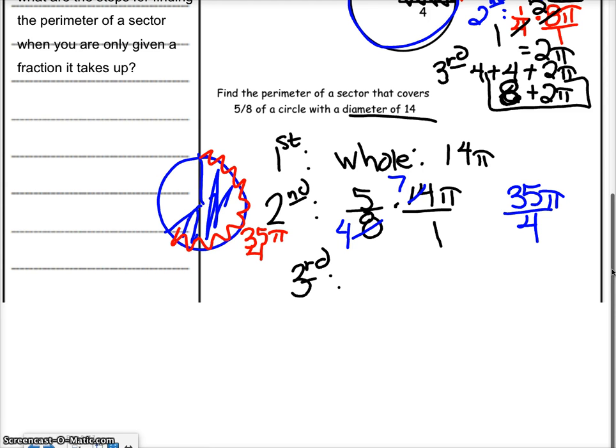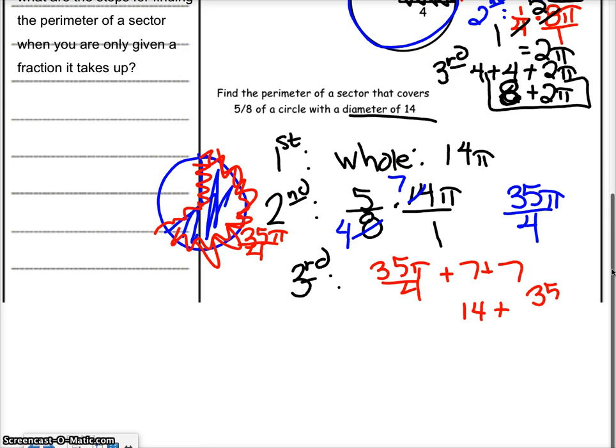Third, now I find the full perimeter. So I need that 35 pi over 4, that's this outside, plus I need this, while radius is 7, plus 7, which is that diameter. And there's my full perimeter. So 14 plus 35 pi over 4. And I leave it like that.